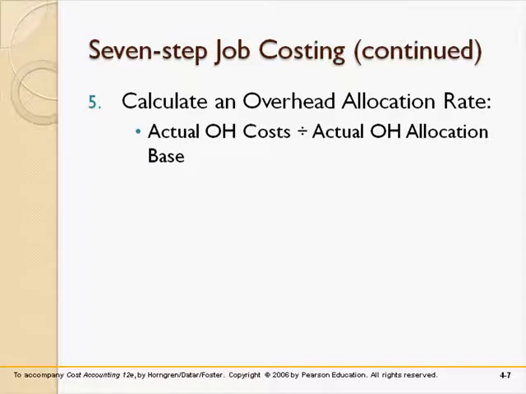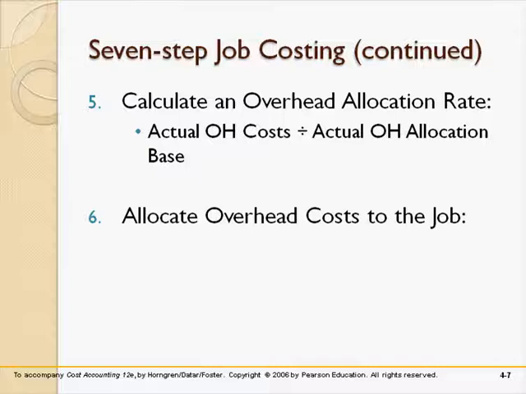All right, the 5th step is calculate an overhead allocation rate. And we do this by taking actual overhead costs and we divide it by the actual overhead allocation base. In the previous example, the base was direct labor hours, but there certainly can be others, machine hours, and there may even be more than one base.